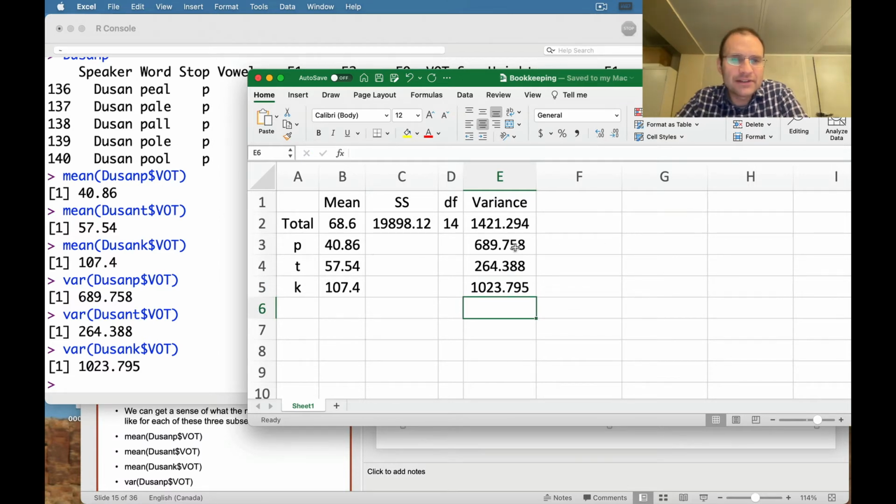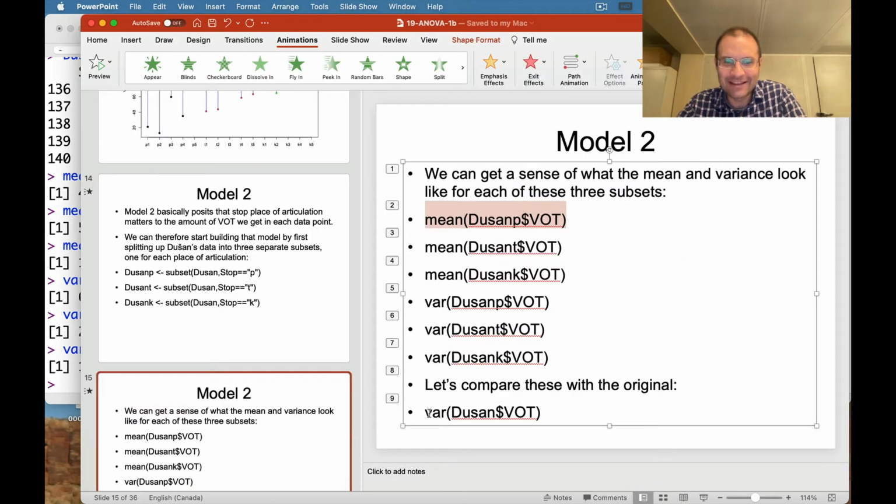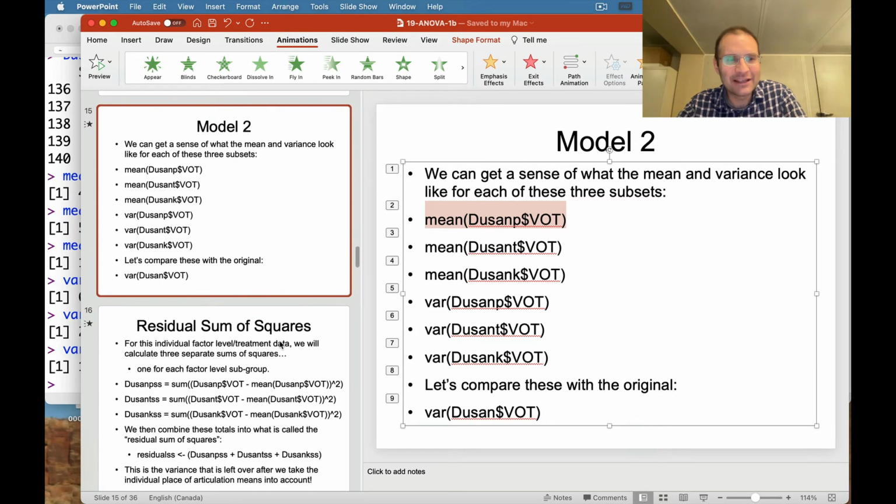But if you look at this, it's interesting, right? Our overall variance is 1421. If we split it up, we got 1,000 for K, 680-something for P, and 260-something for T. It looks like if you add all these up after you split them up, it's going to be bigger than the variance just by itself. So what does that mean? I don't know exactly yet. We already figured out the variance for everything, so I'm not going to do that again. But just keep that in mind.